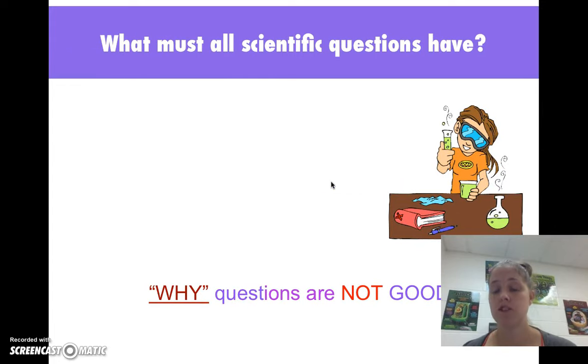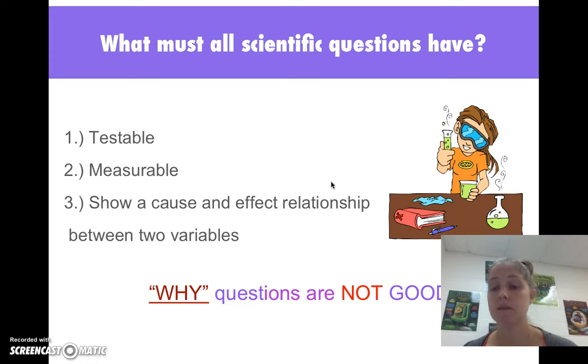But first, we need to make sure we understand what all scientific questions must have. They must be testable, meaning I should be able to perform an experiment in order to figure out the answer. They have to be measurable, meaning I have to be able to somehow measure the results that I get from my experiment to come to a conclusion.